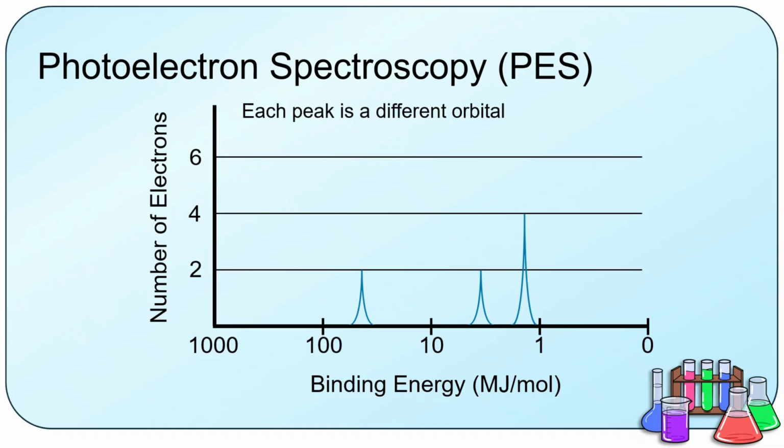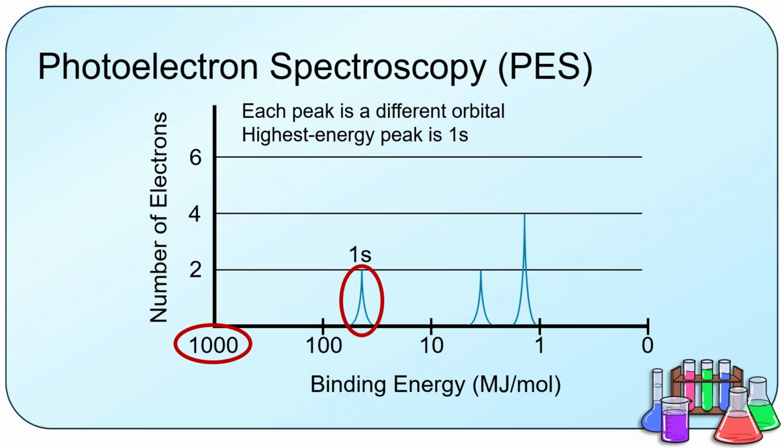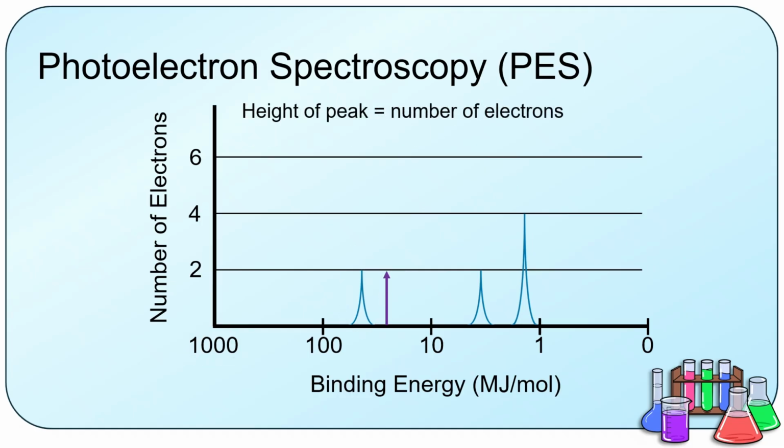When you read a PES, you want to find the highest energy side. The peak closest to that side represents the orbital closest to the nucleus, which is the 1s orbital. On this PES, this peak has highest energy, so it is the 1s peak. Then we have 2s and 2p. Next, the height of each peak represents the number of electrons in that orbital. On this PES, we have 1s with 2 electrons, then 2s2 and 2p4. This is the electron configuration for oxygen.